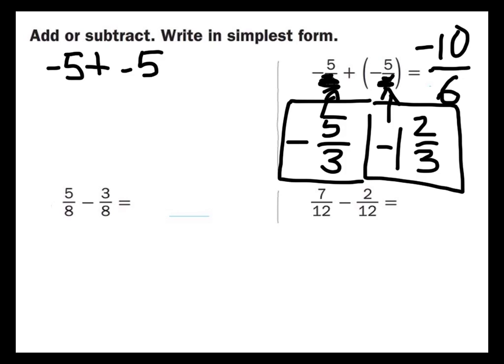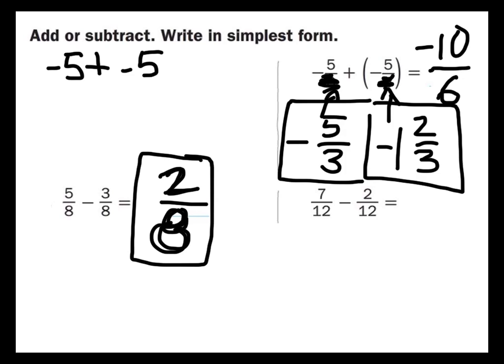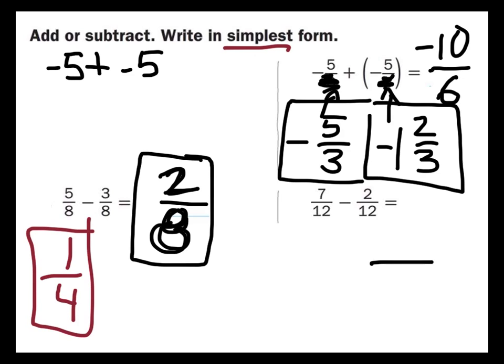This next example, what's my denominator? 8. Very good. What's my numerator? 2, right? 2/8. It must be simplified. What does it simplify to? 1/4. Questions? Very good. We're going to start with that denominator being 12 and ignore these now. 7 minus 2? 5. Done.